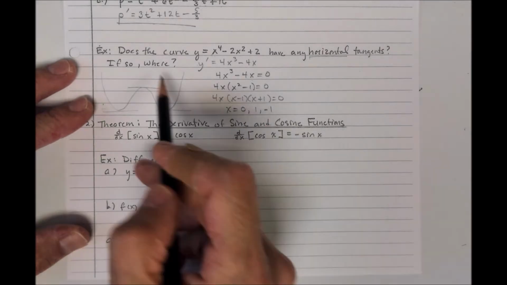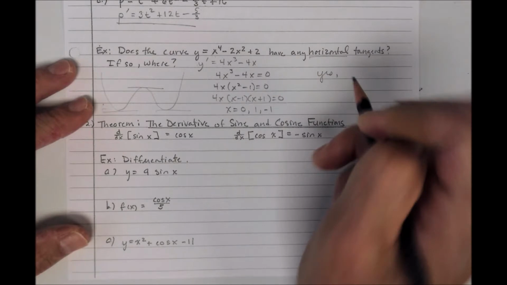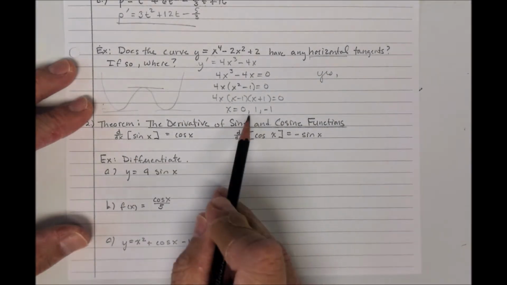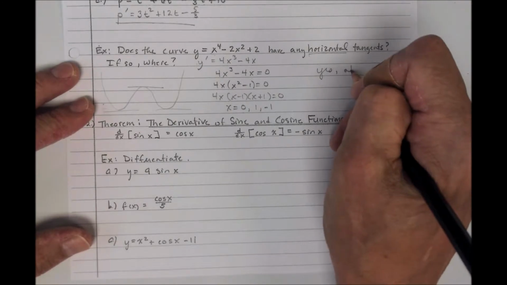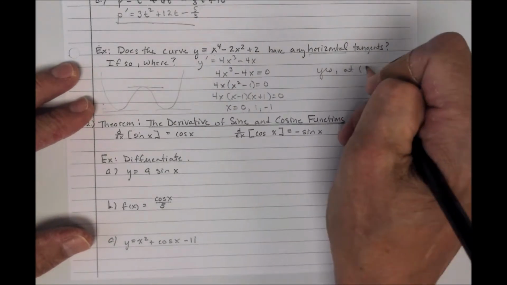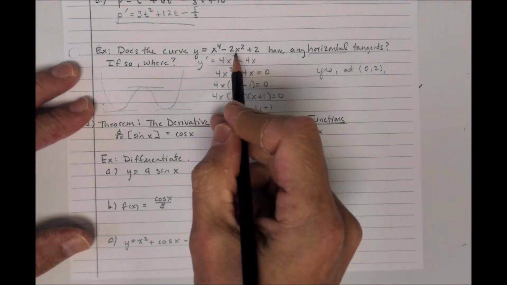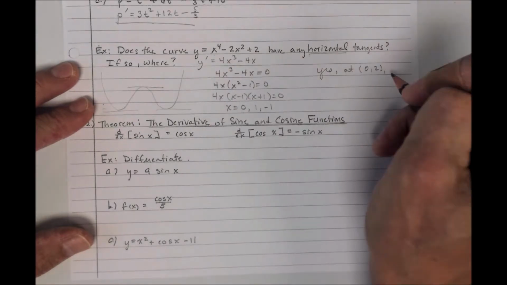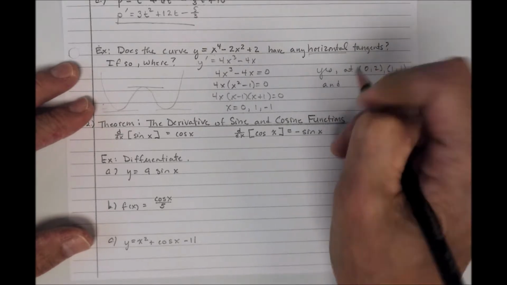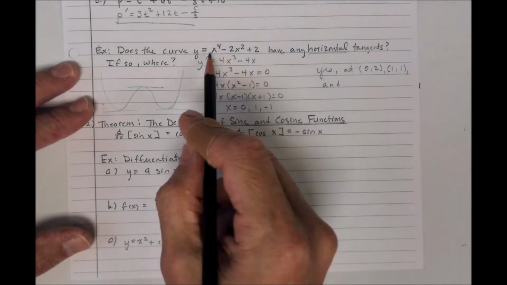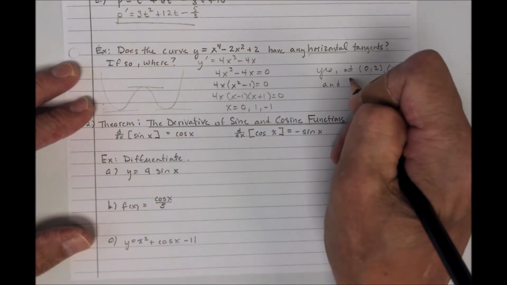Now it says, does this curve have any horizontal tangents? Yes. If so, where? I could just state the x values, but I'll go ahead and give the points. Plug 0 in, I get 2, so the point is 0, 2. Plug 1 in, I get 1 minus 2 plus 2 is 1, so at 1, 1. And plug negative 1 in, and I think I'll also get a positive 1. I think I have some symmetry here. Yep. And so I have negative 1, positive 1.